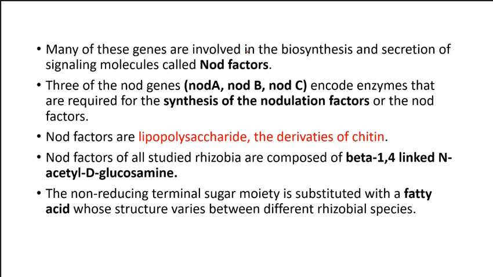Now what happens? These genes, the NOD D gene and the NOD A, B, C genes, are involved in the biosynthesis and secretion of several other signaling molecules known as NOD factors. Three of the NOD genes we discussed, the common NOD genes A, B, and C, encode the enzymes, the NOD A, NOD B, and NOD C proteins.